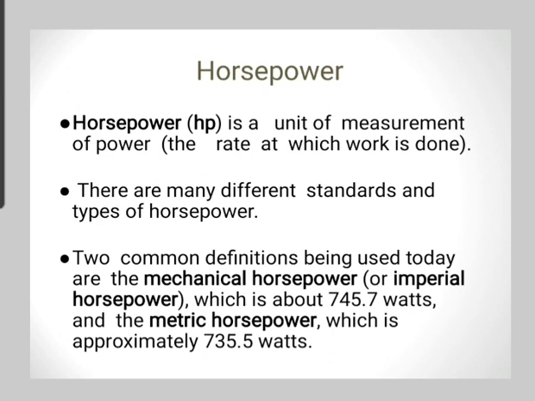Usually in reference to the output of engines or motors, there are many different standards and types of horsepower. The two common definitions used today are the mechanical horsepower or the imperial horsepower, which is about 745.7 watt, and the metric horsepower, which is 745.5 watt.